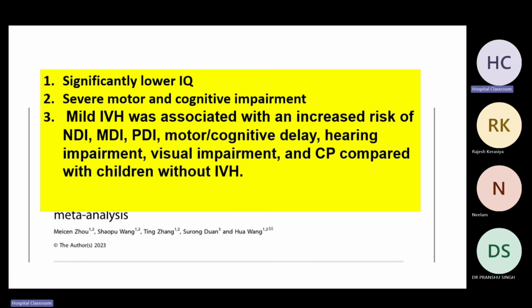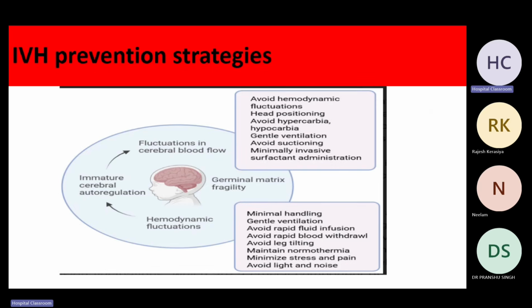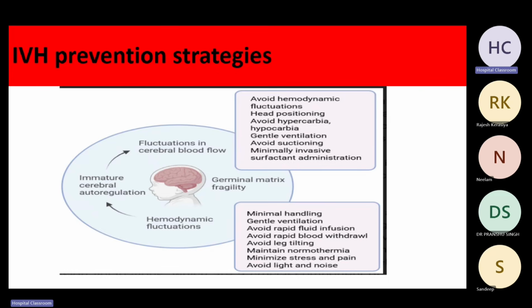Now, we know that IVH is a problem. What can be done for it? So there are a lot of preventive strategies available. So to understand, to prevent IVH, we need to understand in detail about the physiology as to why it happens. Unfortunately, for the want of time, it is not possible to cover the topic in detail, but these are some interventions which can be done.